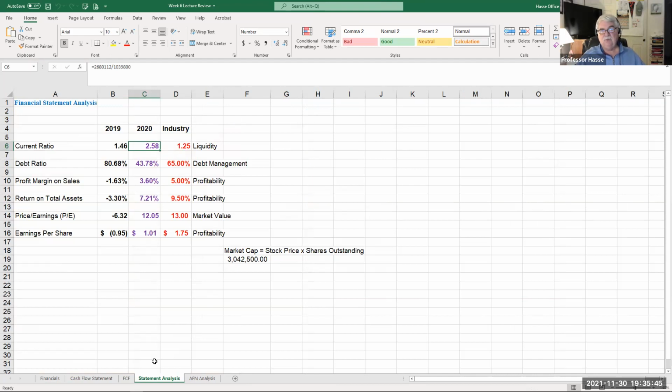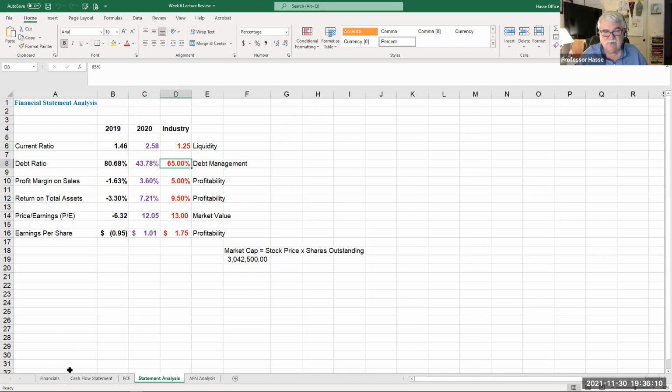The debt ratio, which takes a look at debt management of this company, the relationship of total debt to total assets. And notice in this company, it dramatically went down to 44% in 2020. The industry average is 65%. That's a pretty good thing. That tells us that they cleaned up their balance sheet.